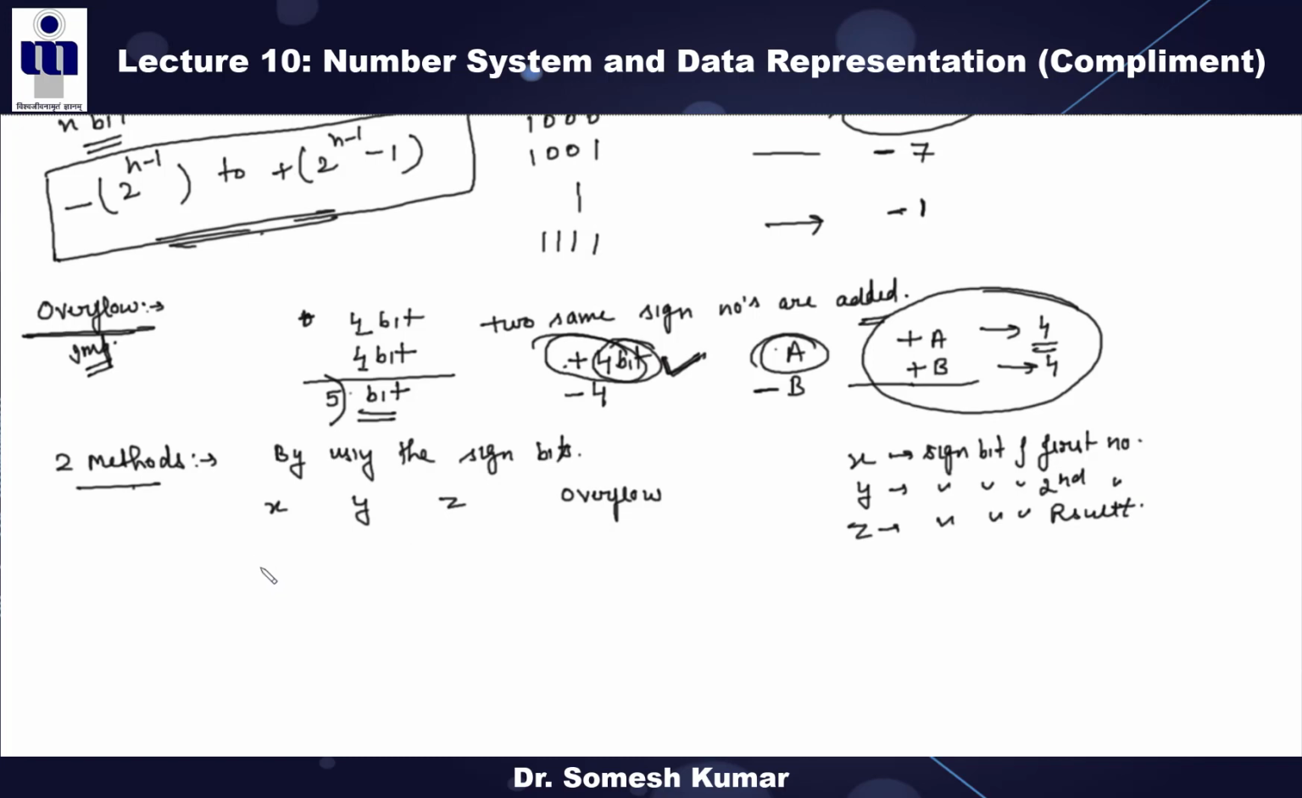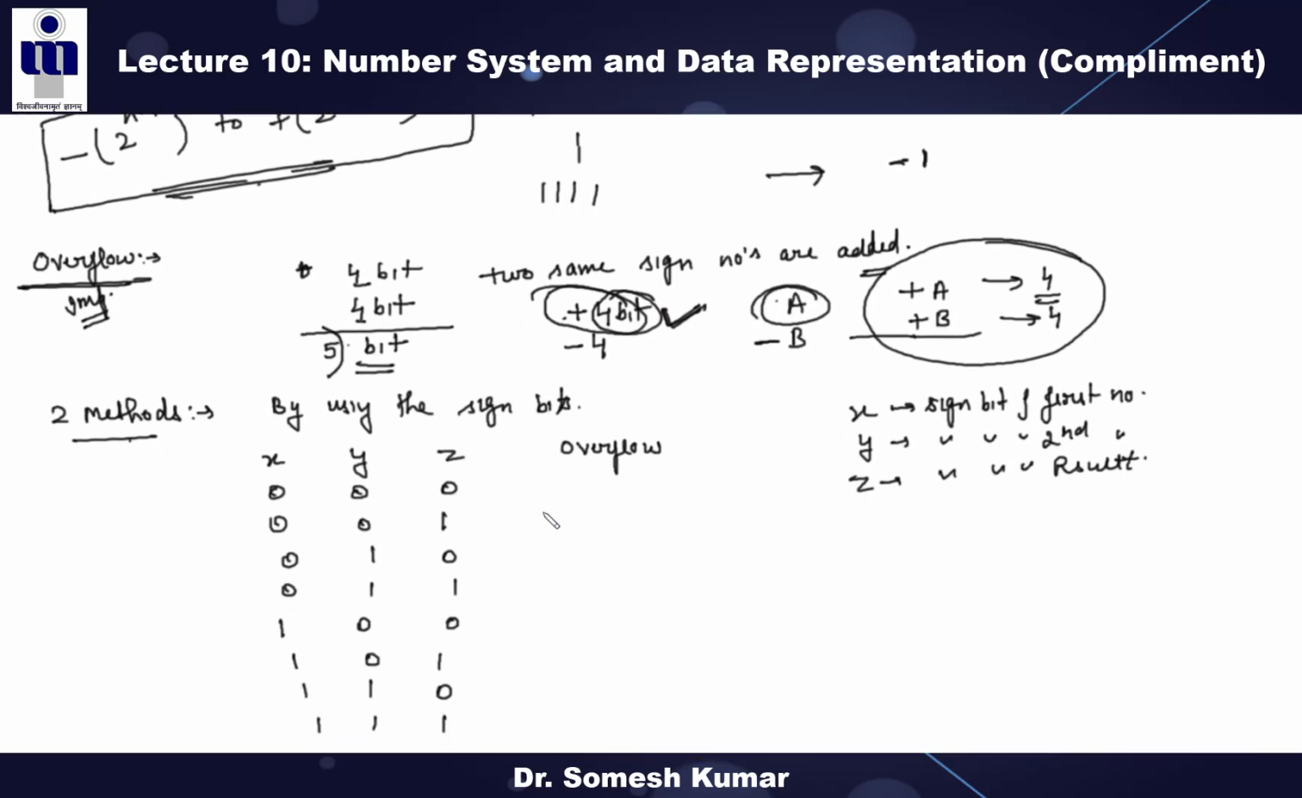Clear? Now we can say there are three inputs to determine this overflow condition. So what are the possibilities? 8 possibilities are there. These are only the possibilities: the sign bit of X may be 0, the sign bit of the second number may be 0, and the result may be 0. So based on these possibilities you can determine the overflow condition, right?